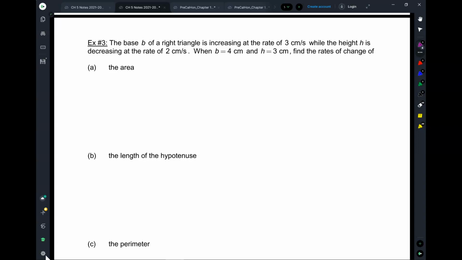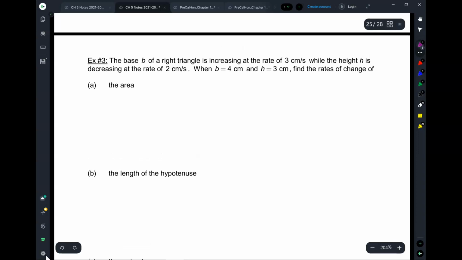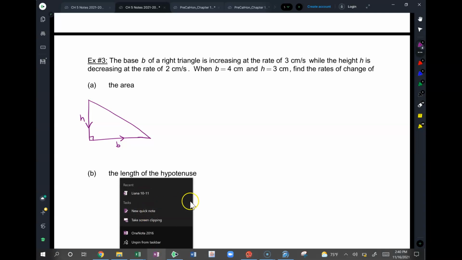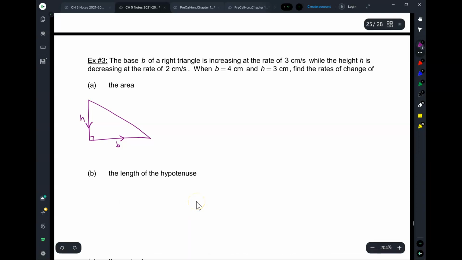So the base B of a right triangle is increasing at a rate of 3 centimeters per second, while the height is decreasing at a rate of 2 centimeters per second. So the first thing I do here is I draw the triangle, because there is no way you can solve these without. So B and H. The base is increasing, the height is decreasing.